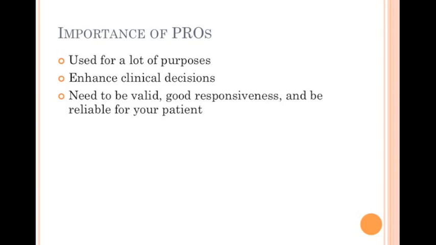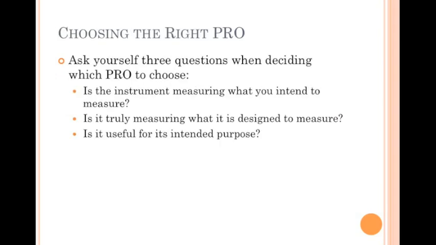It is important to use patient-related outcomes for a lot of purposes. It really enhances our clinical decisions, and we need to make sure when selecting that they are valid, responsive, and reliable for our patient in need. When choosing the right patient-related outcome, ask yourself these 3 questions. Is the instrument measuring what you intend it to measure? Is it truly measuring what it is designed to measure? And is it useful for its intended purpose?